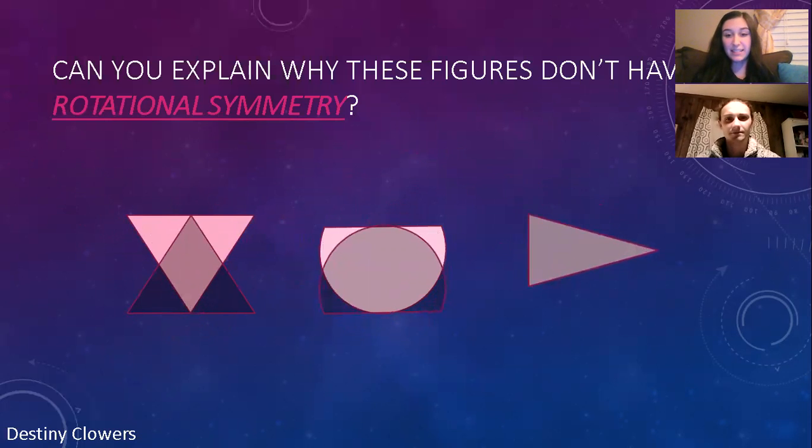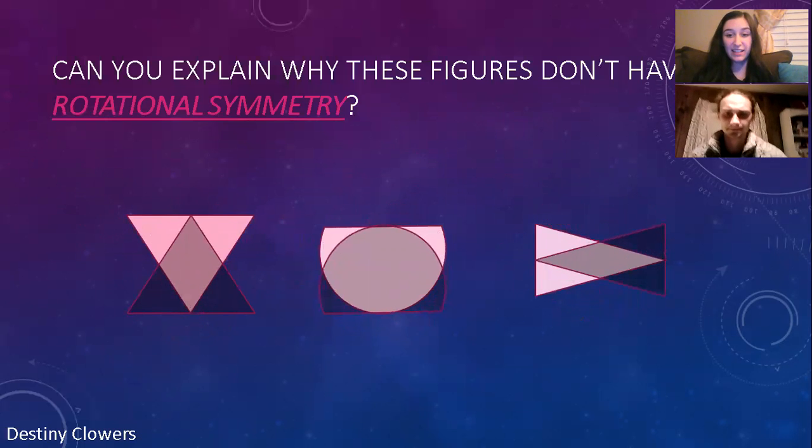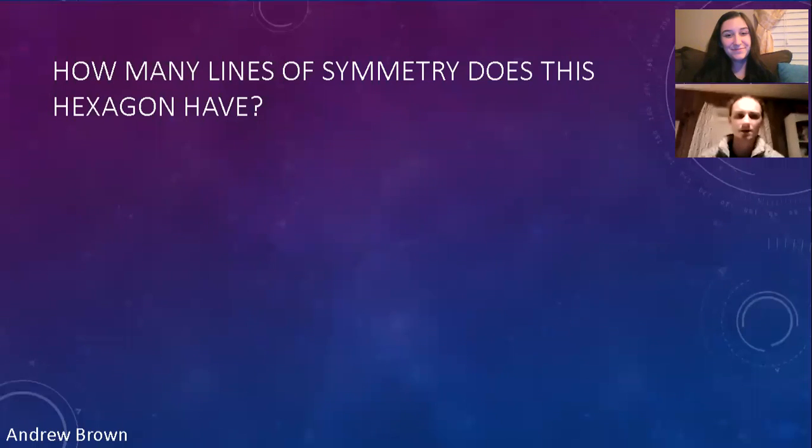Right. And same with this last triangle. When it's rotated 180 degrees, it ends up looking like this. And since the lines don't match up perfectly, since the two images don't look exactly the same, that's how we know that these figures don't have rotational symmetry. Okay. All right. Yeah, thank you.